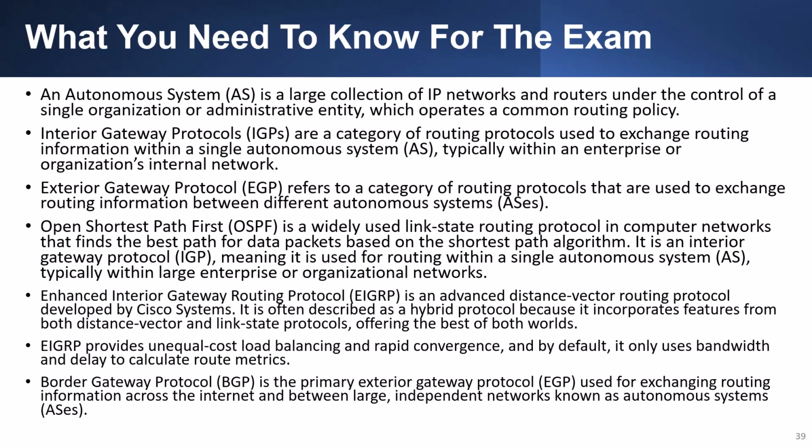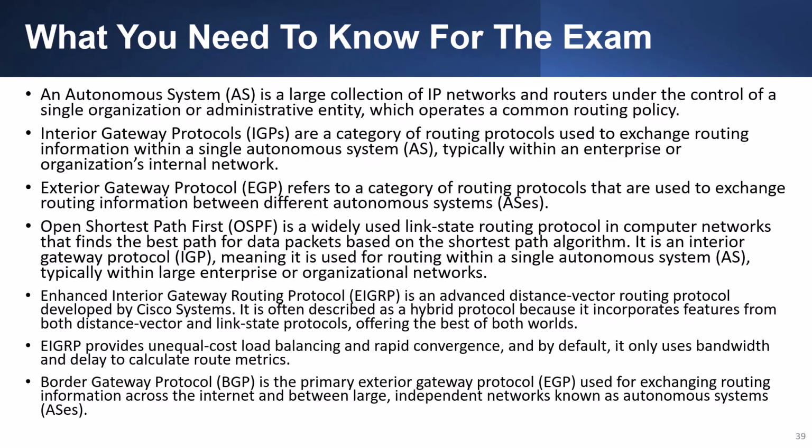In summary, an autonomous system, or AS, is a large collection of IP networks and routers under the control of a single organization or administrative entity which operates a common routing policy. Interior Gateway Protocols, or IGPs, are a category of routing protocols used to exchange routing information within a single autonomous system, typically within an enterprise or organization's internal network. Exterior Gateway Protocol, or EGP, refers to the category of routing protocols that are used to exchange routing information between different autonomous systems.